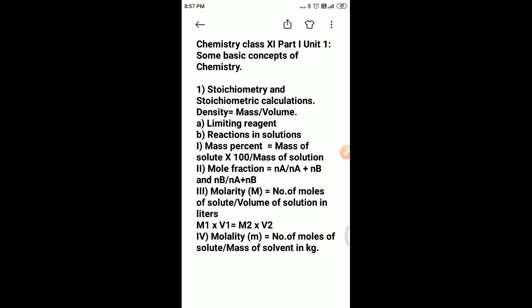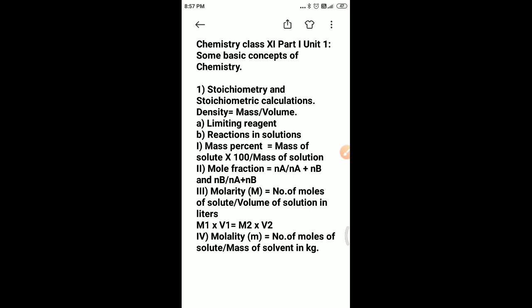Now mole fraction. Mole fraction is the ratio of the number of moles of a particular component to the total number of moles of the solution.